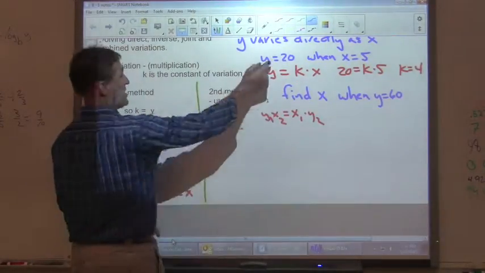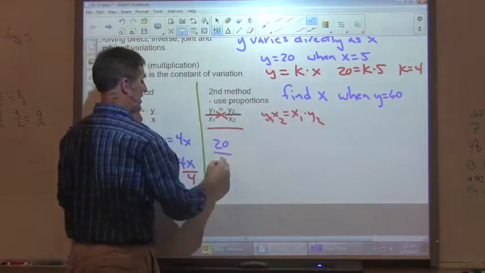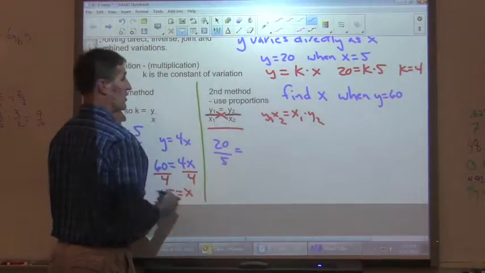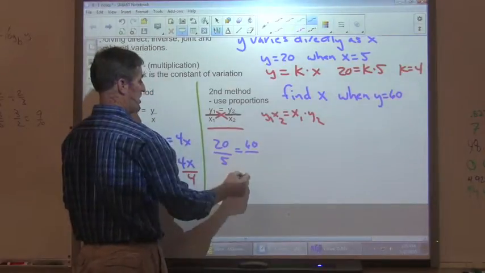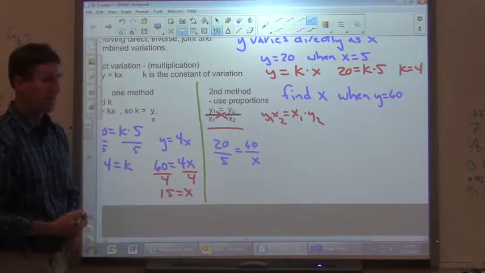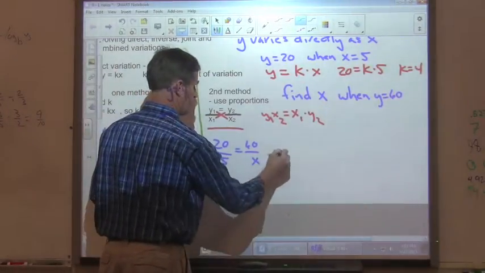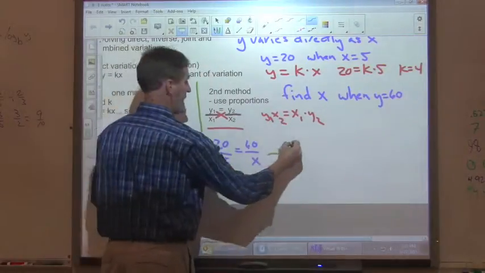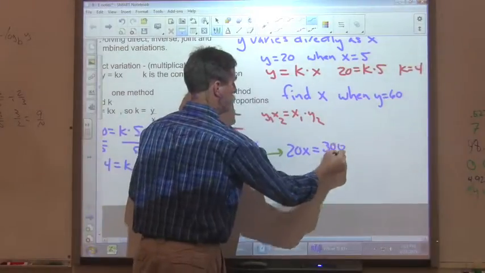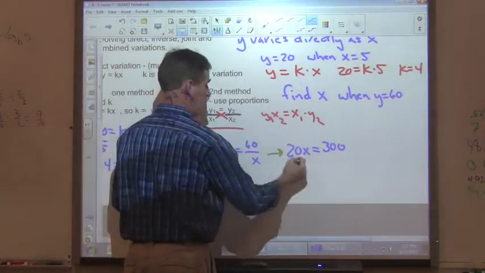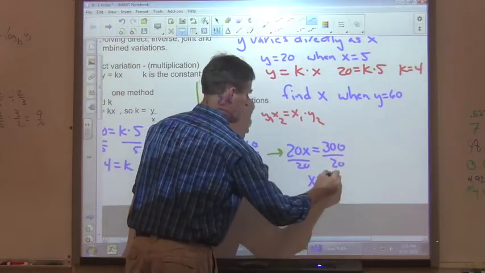So our y1 is the first y that they give us, which is 20. Our x1 is the first x that they give us, which is 5, equals y2, our second y, which is 60, and our second x, which is the x we don't know. So now we cross multiply, and so we get 20x equals 5 times 60, 300. Now we divide by 20, and so x equals 15.